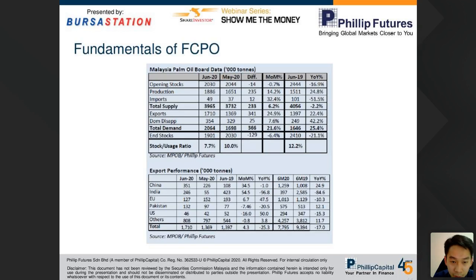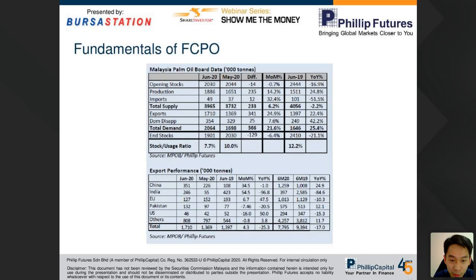And also you need to pay attention to export performance. Export performance is mainly a demand factor. You want to know whether the crude palm oil demand is increasing or reducing. When there's high demand, automatically you will expect the price to increase, and when there's low demand, you are expecting the price to reduce.